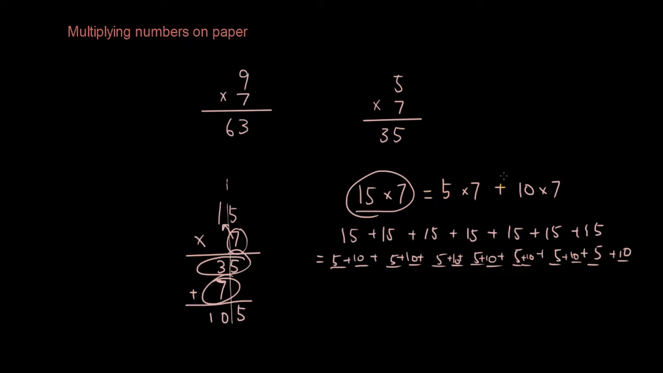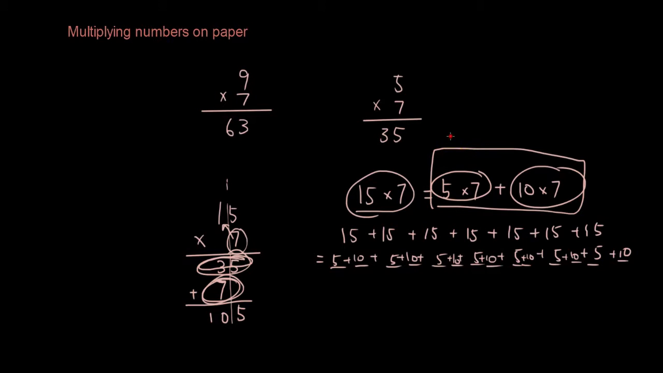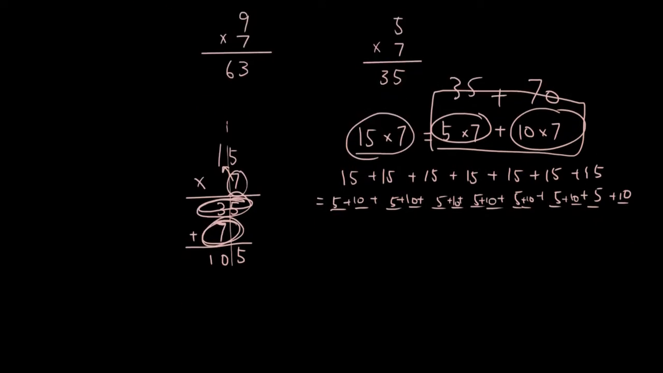Alright, so the 5 times 7 is basically what we write in the first row, and then the 10 times 7 is what we write in the second row, and then we add these two numbers together, so that's the 35 plus the 70, and that gives us 105. So that's the reason behind the algorithm.